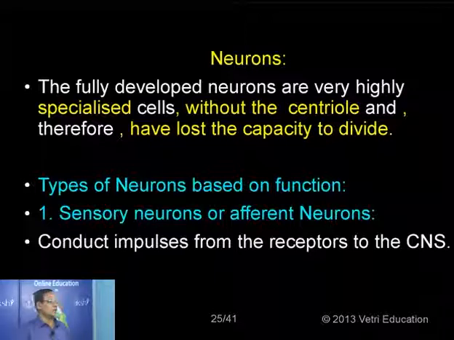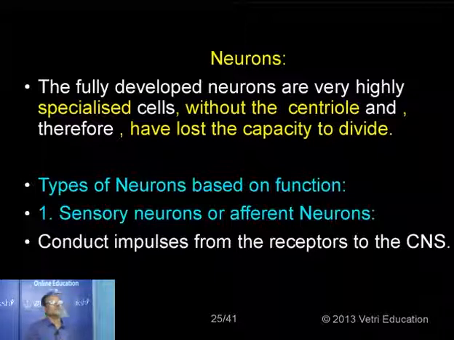That is the one. This is because of the loss of capacity for cell division. Normally these are highly specialized cells for conduction of impulses. Also, one of the organelles responsible for cell division is absent, namely the centriole. As a result of the absence of the centriole, which initiates cell division in the human body, they have lost the power of cell division. So, highly specialized cells, no centriole, have lost the power of cell division.